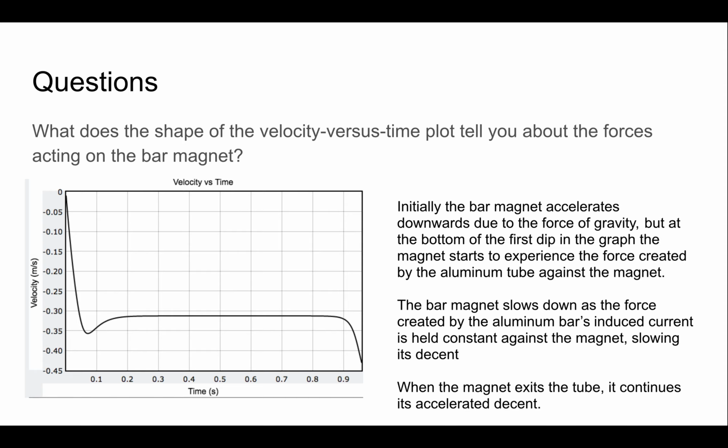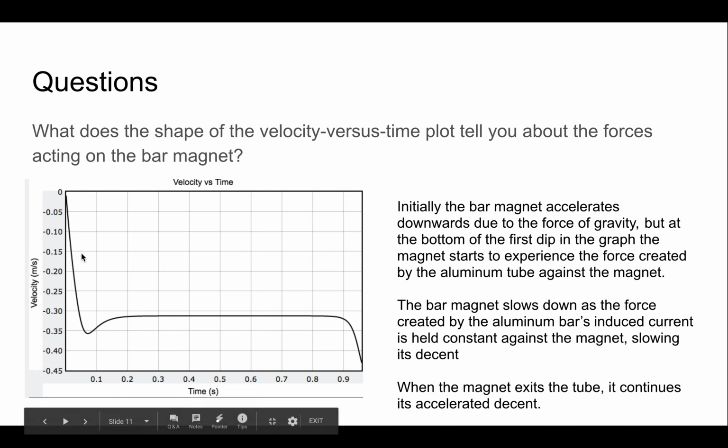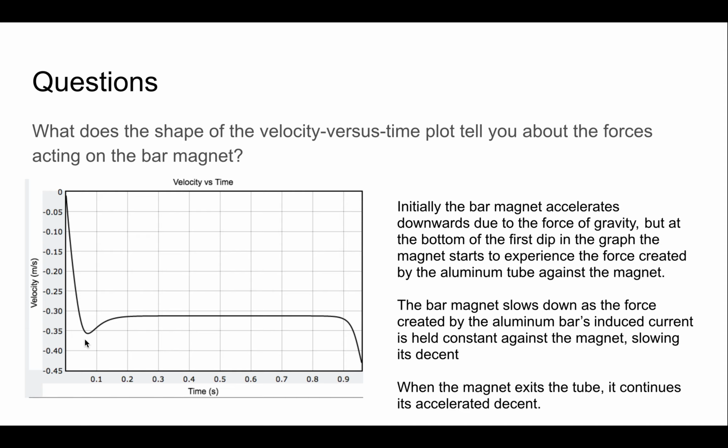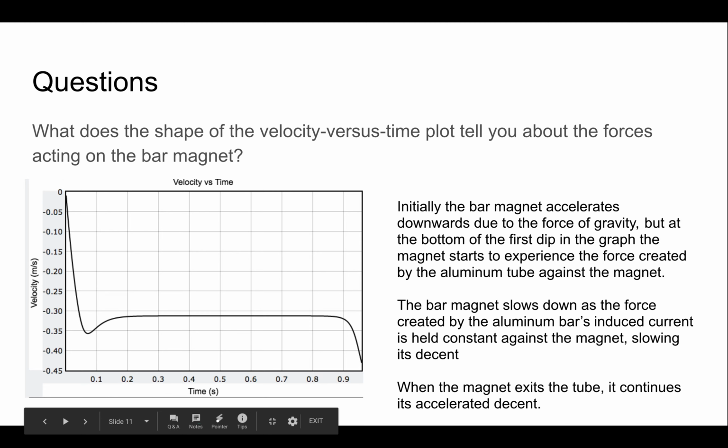So what does the shape of the velocity versus time plot tell you about the forces acting on the bar magnet? So initially the bar magnet accelerates downwards due to the force of gravity, as you can see here. But at the bottom of the first dip in the graph, the magnet starts to experience the force created by the aluminum tube against the magnet. That's right here. And then the bar magnet slows down as the force created by the aluminum tube's induced current is held constant against the magnet, and this slows its descent. But as it gets out of the tube, it continues its accelerated descent.